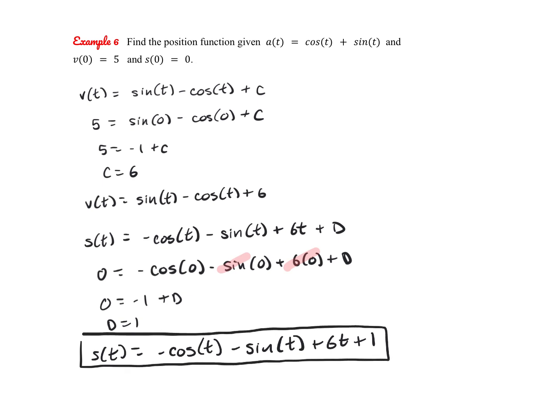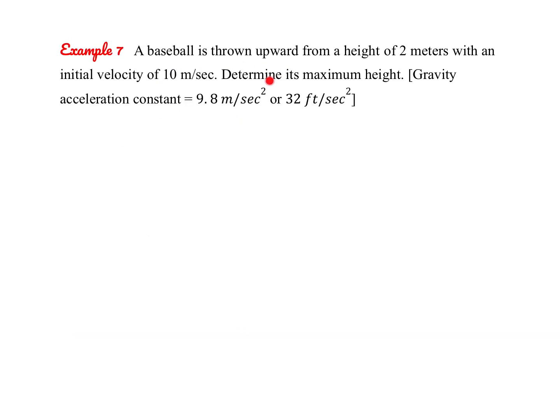And there you have it. All right, we're going to try one last example together. So here I have a baseball is thrown upward from a height of 2 meters with an initial velocity of 10 meters per second. Determine its maximum height.